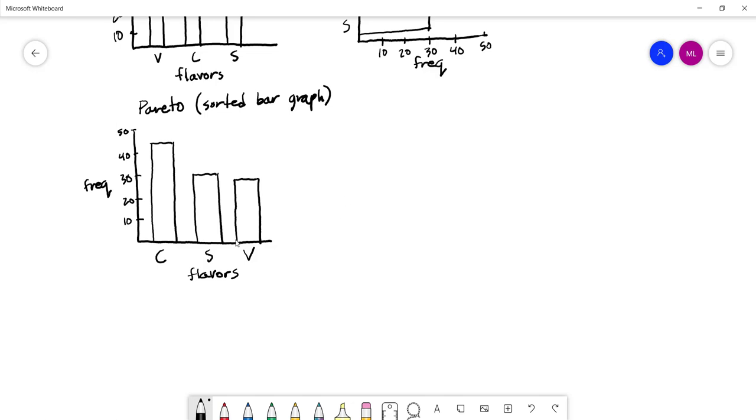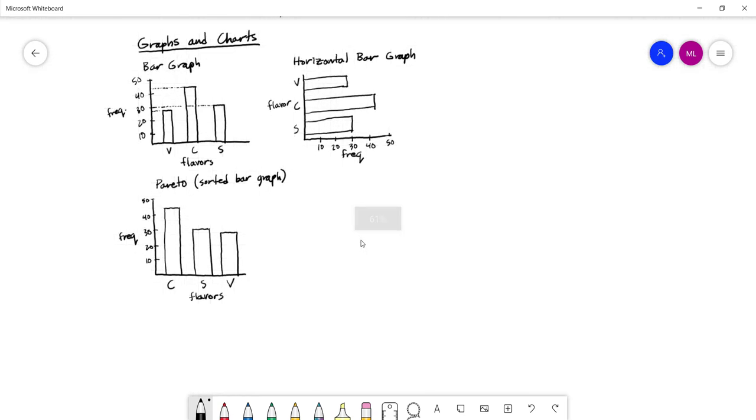And again, this can be really nice if you have a lot of different categories. If this was Baskin-Robbins and we had 31 flavors instead, this might be nice to use because it's much easier to compare values that are similar to each other when it's sorted and they would be sitting right next to each other on a graph.